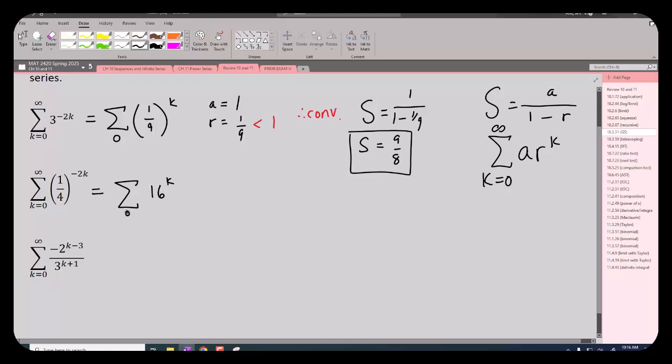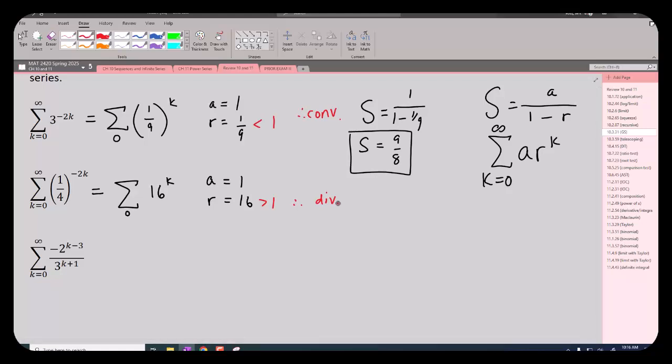Okay, so again, let's identify A. It's 1 again. And how about the R value? 16. We compare that to 1, and that is bigger than 1. Therefore, it's going to diverge, and there's nothing we can do. And so here's where you have to be careful. It's so tempting. So it diverges.